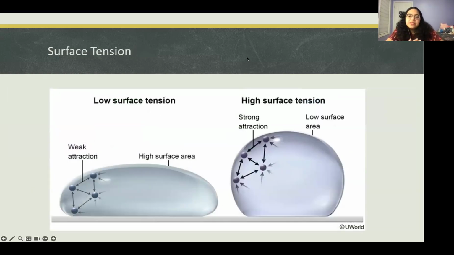Another concept, surface tension. Water, for example, has high surface tension. It means there's strong attraction between the molecules, and so you can have a low surface area, and that's why water can form droplets. But something with a low surface tension, weak attraction, spreads out with high surface area, and probably won't be able to form a droplet the way water does.